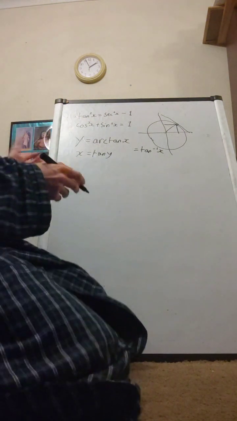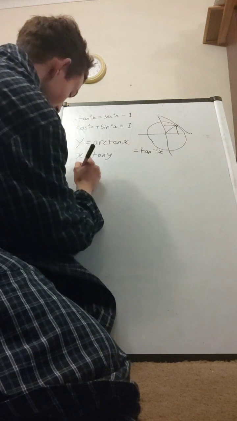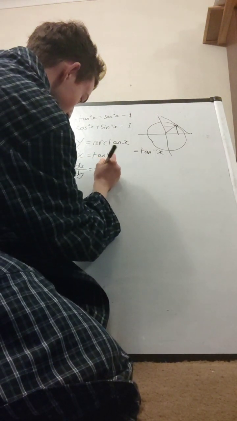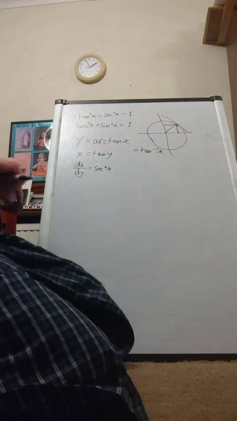So if x equals tan y, if I differentiate that, it will actually be dx over dy, because it's the other way around, equals secant squared y. So the derivative of tan is secant squared. It's something you just have to know, unfortunately.